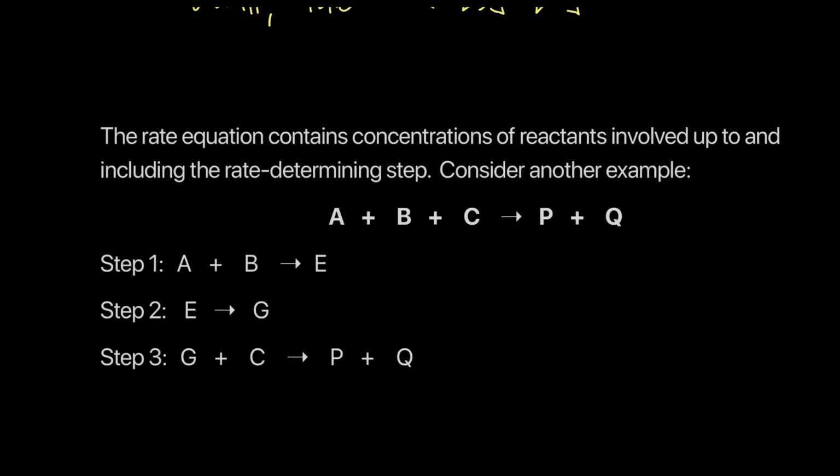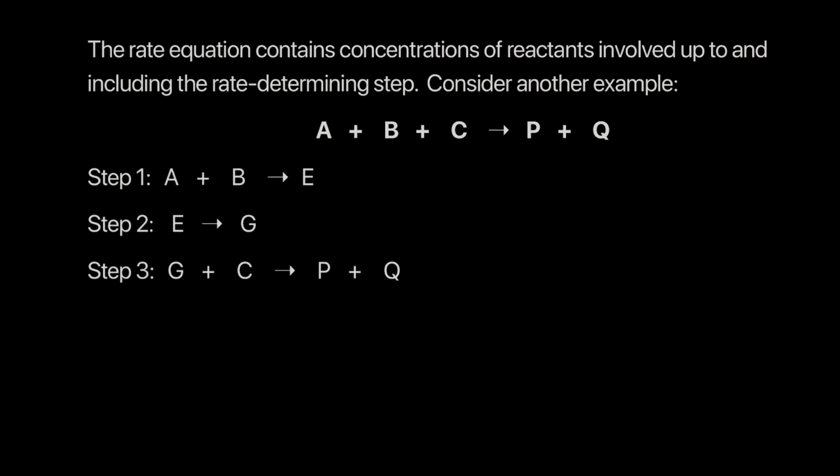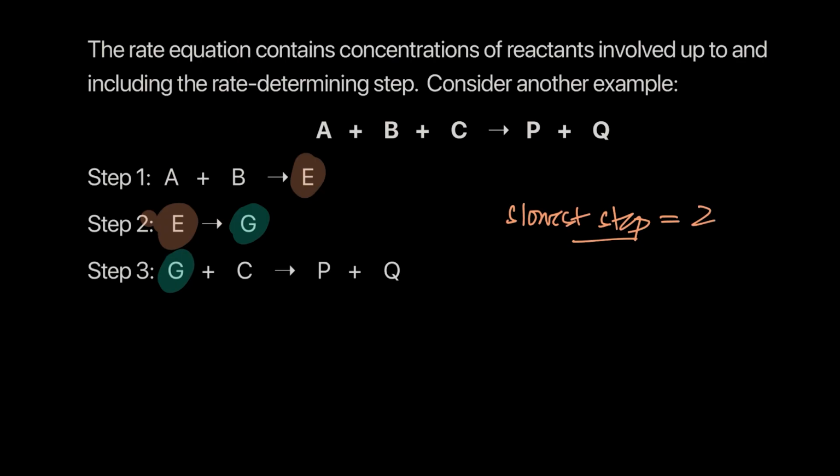Now let's take a look at this reaction. This is between A, B, and C. Now we've got three reactants, and three steps, 1, 2, and 3. So only one of them determines rate. A and B make E, which is an intermediate that gets used up, and E then makes G, which then reacts with another C to make the products. So to know the overall rate equation, we have to know what my slowest step is. So let's say I'm told that that's step number 2.